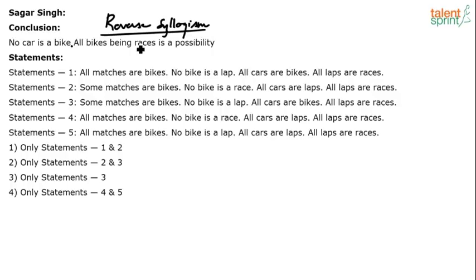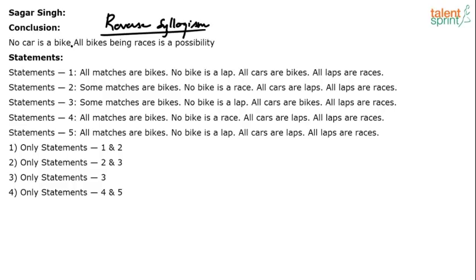Now, no point in drawing the diagram for the conclusions, right? You never draw a diagram for a conclusion. You always draw a diagram for the statements. So look at the conclusions. He says no car is a bike. All bikes being races is a possibility. He's talking about two conclusions where he says no car is a bike and all bikes can be races. So let's check the statements.